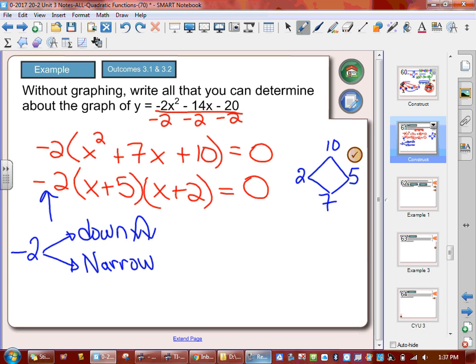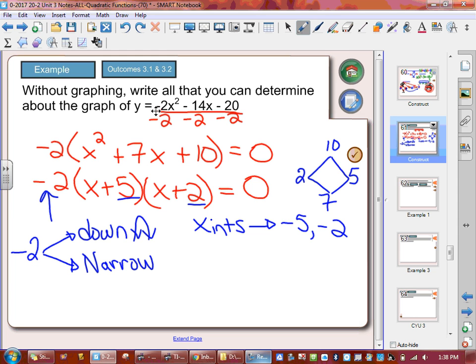We also know where it touches our x-axis. So, these, when they come out of brackets, are the x-intercepts. So, my x-intercepts are negative 5 and negative 2. So I already know where it touches x. Negative 5 and negative 2. So I know my x-intercepts.